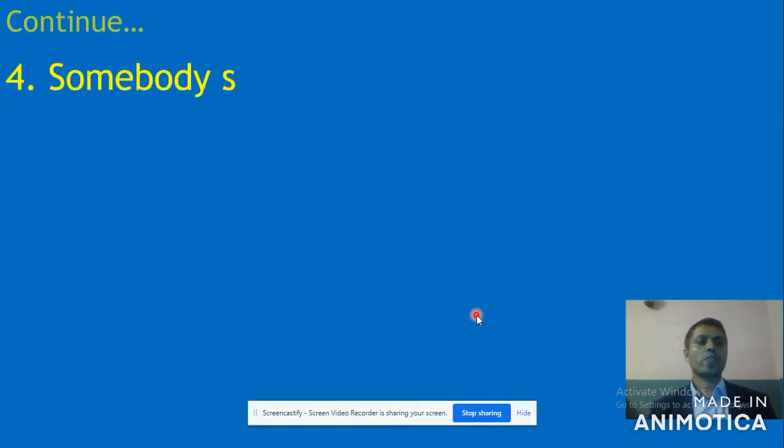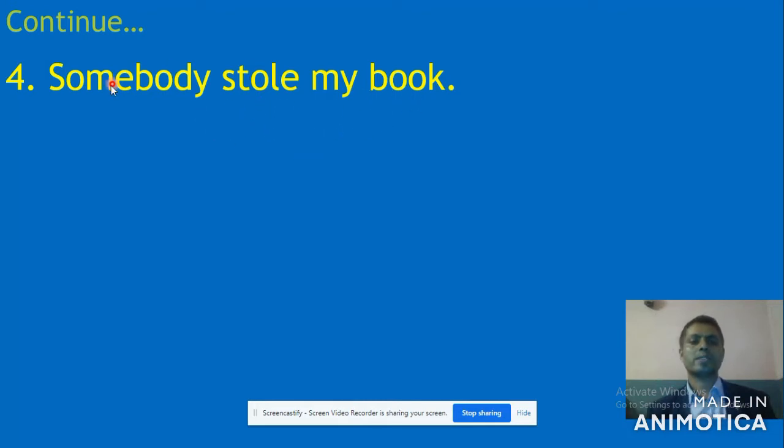Okay, number 4. Now let's look at the question very fast. Somebody stole my book. Here the subject is somebody, stole is the verb, verb 2, and my book is the object. As I told you before, which category does this sentence belong to? Out of these four categories, I already told you which category it falls in. Of course, here it is simple past, verb 2, so it falls in the simple tense category.